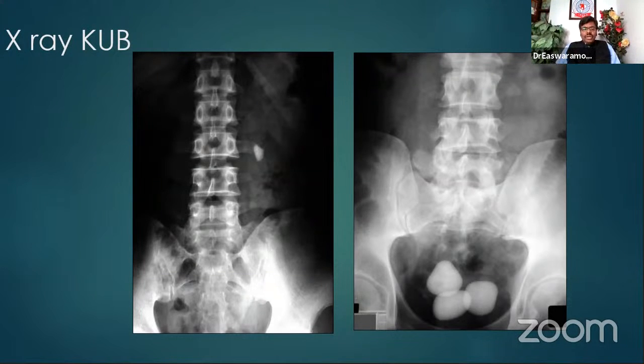80% of the ureteric calculi are radio opaque. Only 20% are radiolucent. Unlike gallbladder, where 80% of them are radiolucent, only 20% are seen in the plain X-ray. So here, plain X-ray, kidney, ureter, bladder region is very, very useful in a suspected ureteric stone. That's the basis. But here also, 20% of the cases we will not be able to see.